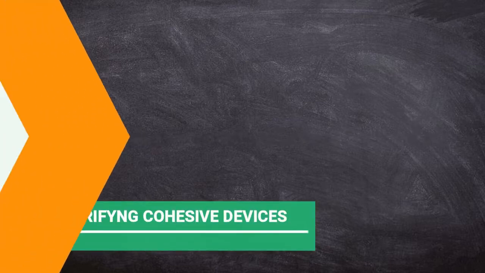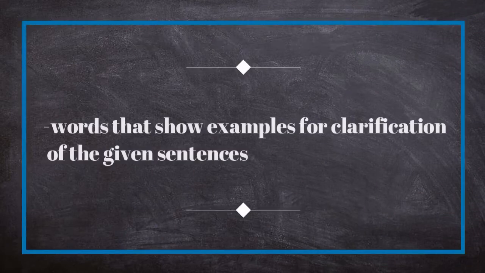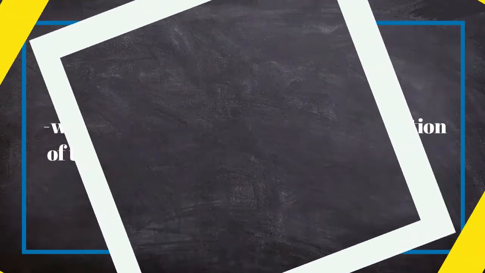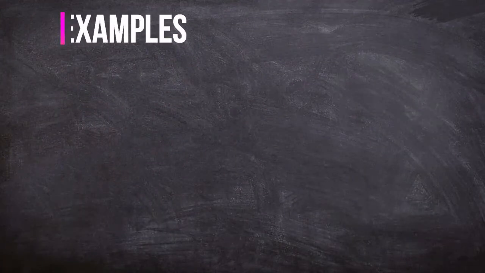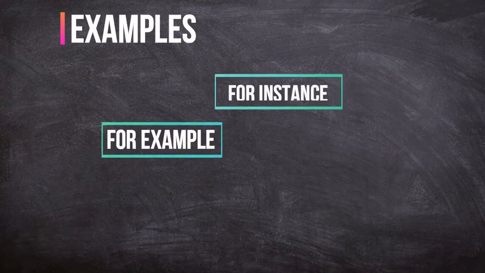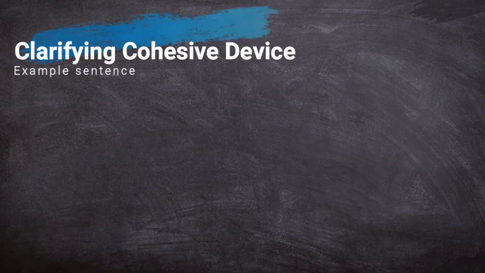So next, number 5, let's proceed with clarifying cohesive devices. Let's define it first. Ang clarifying cohesive devices ay ang devices na ginagamit para ma-define ang gusto mong sabihin sa pamamagitan ng pagbibigay ng examples, kaya naman ay paliwanag. So ginagamit natin ang mga salitang for example, for instance, and to illustrate this.